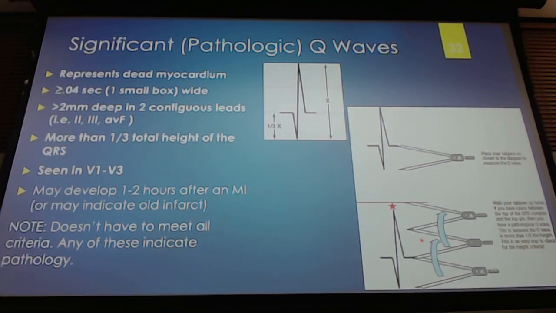Now, significant or pathologic Q waves. We get concerned if someone has significant Q waves that they are infarcting, or it could indicate that they have had a prior MI. So when I see Q waves, I will talk to my patient. I'll say, "Have you ever had any problem with chest pain, or has anybody ever told you you had a heart attack before?" No.